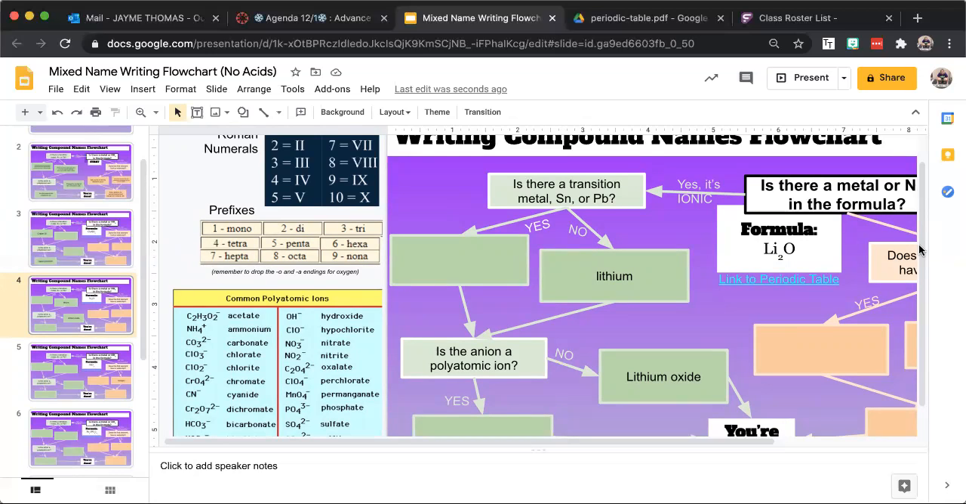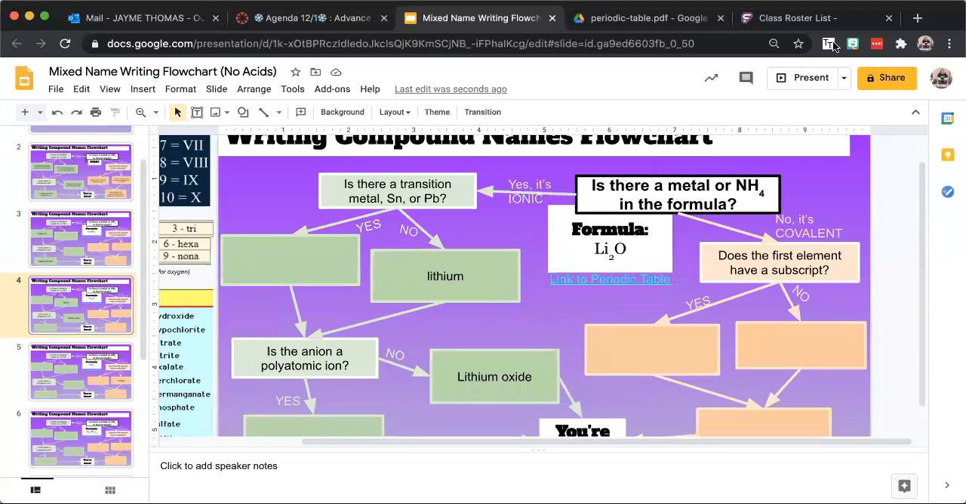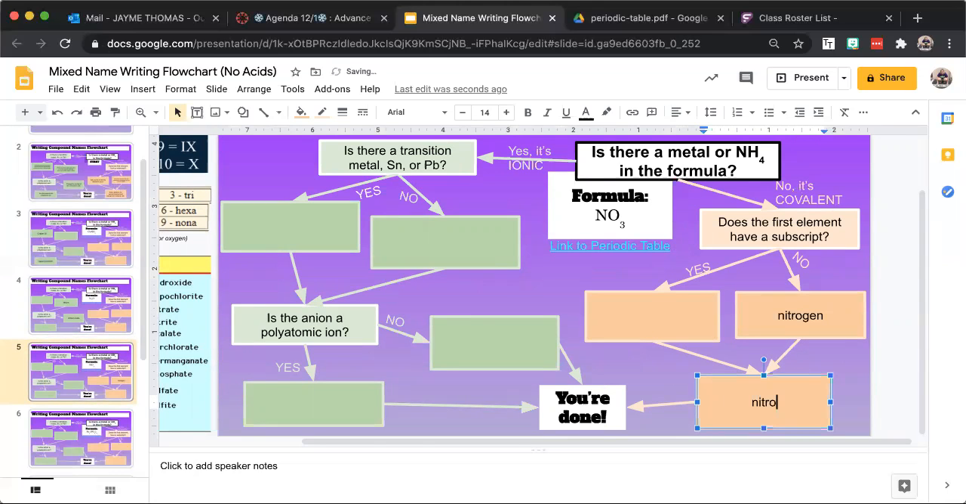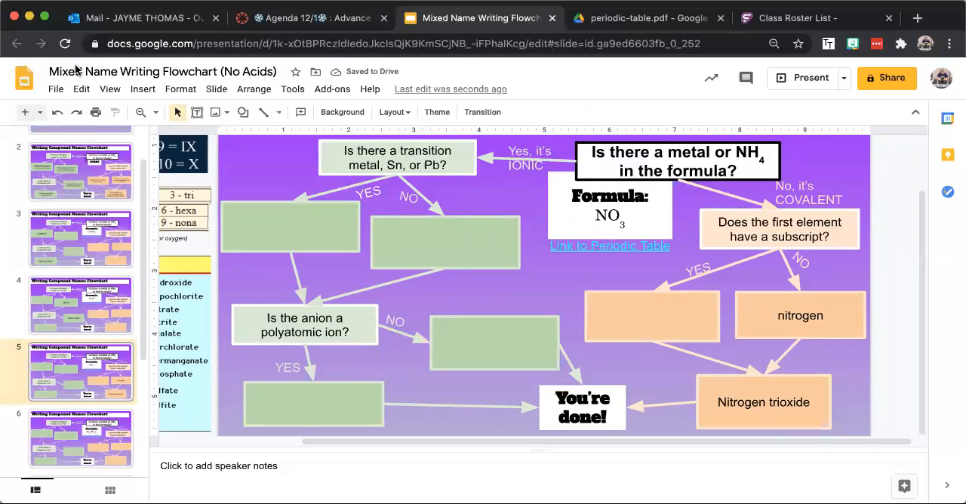All right, Layla says tri, that is correct. So 3 is tri, like a tricycle or a triceratops. So if I come back over here to finish, that means that I'm going to have nitrogen, and then I'm going to have tri, the prefix tri, and then it's oxygen, but we said it changes to oxide, so it's trioxide. So this is the difference between this one and the last one.